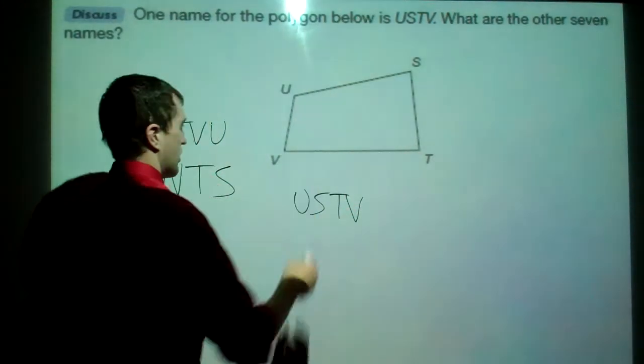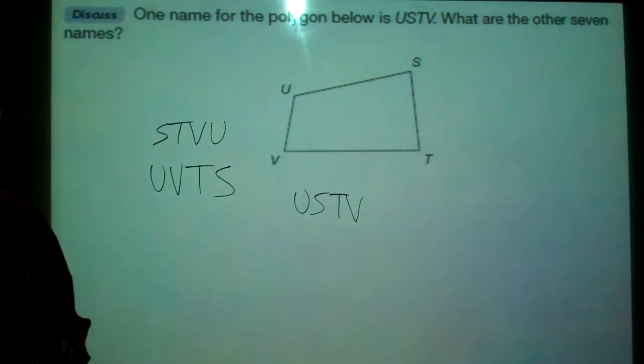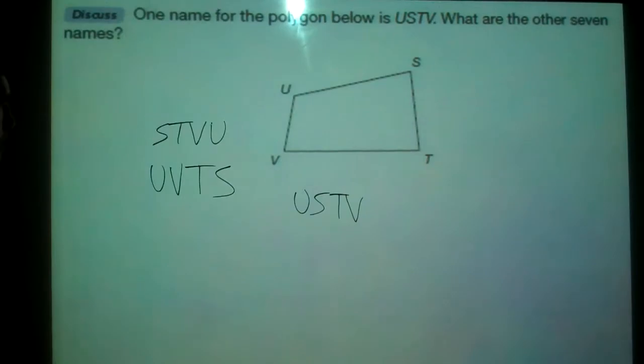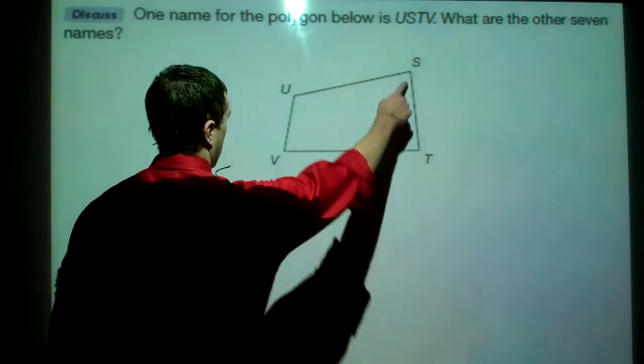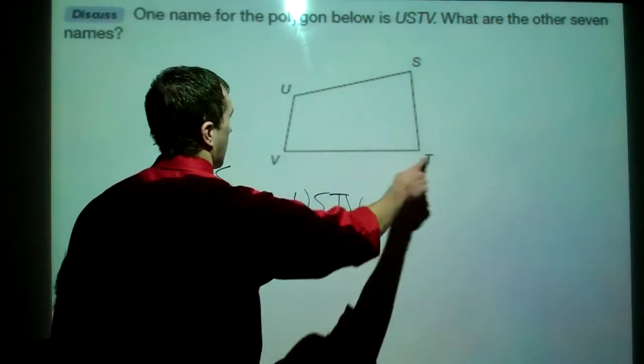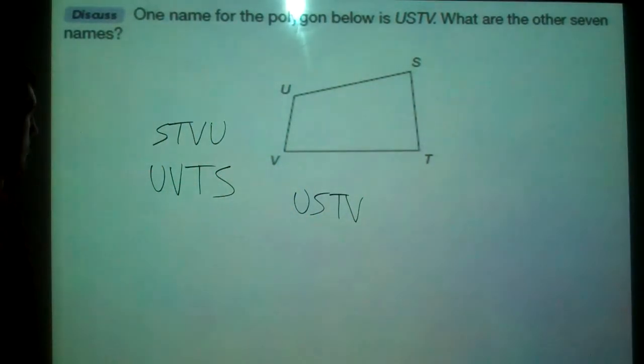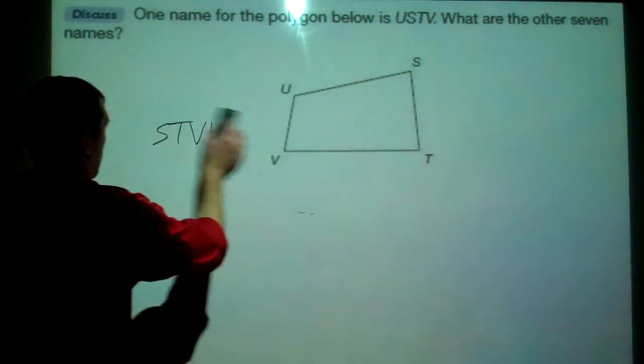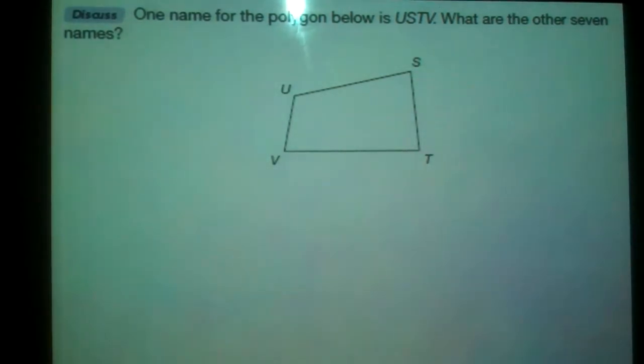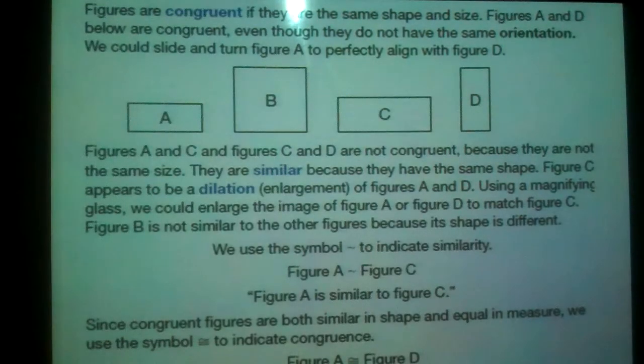We need to make sure we go around the whole thing. We can't be skipping from one side to the other like this. We can't be doing that type of thing. It's got to go around in order, or this way in order. So there are 7 more of those. Just a couple examples there.